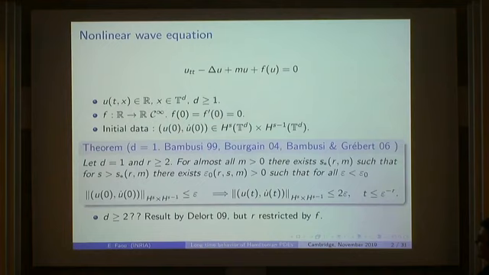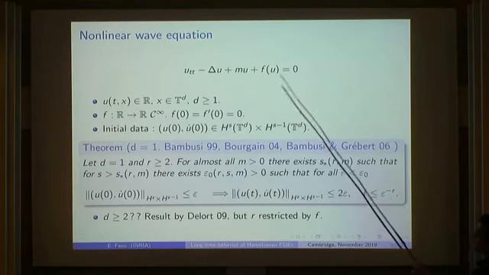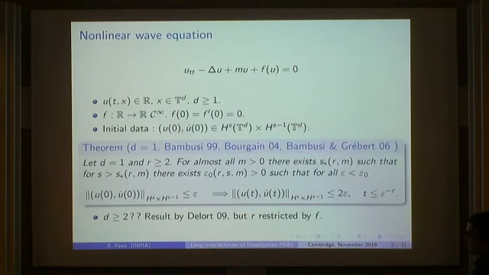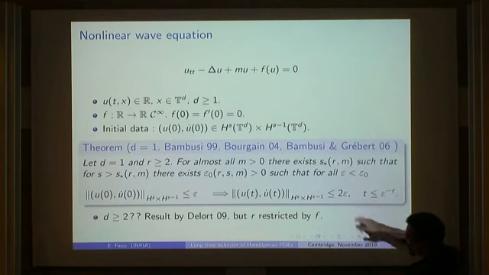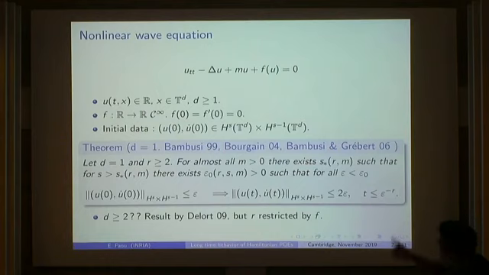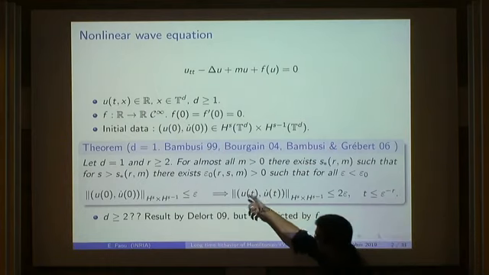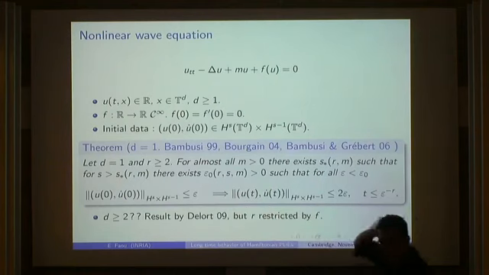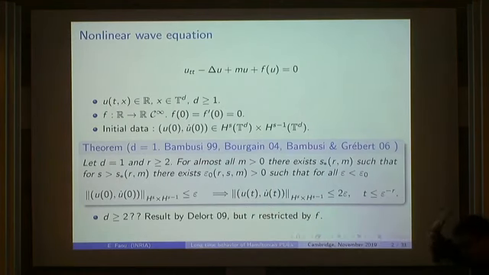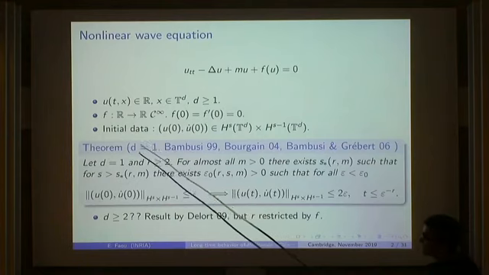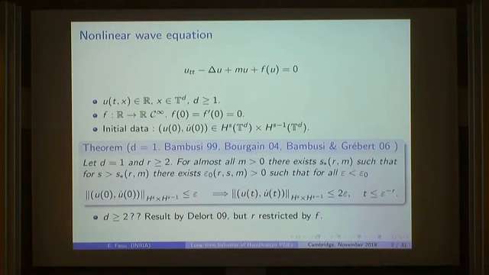So this result says that it holds true. Of course, if you have no nonlinearity, it is true for all time, so the Sobolev norm is completely bounded. But if you add the nonlinearity, then the same holds true, but for almost all m, which means that you have a kind of UQ problem. For almost all m, you have preservation of the Sobolev norms. And it holds only in the case of the dimension 1. I will try to explain you why.